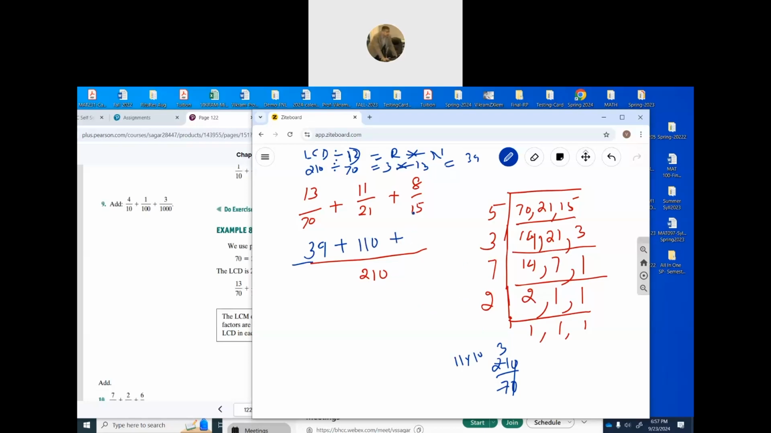Okay, now go this way. 210 divided by 15. 14. 14? Yes. Okay, 14 times 8 is what? 112. 112, okay. Okay, now can you add here? Oh, who's helping me? What's your name? Adrinska. Okay, so please add these numbers now.